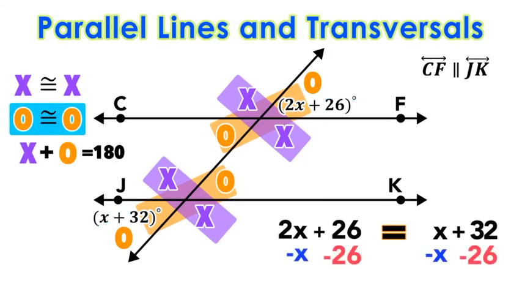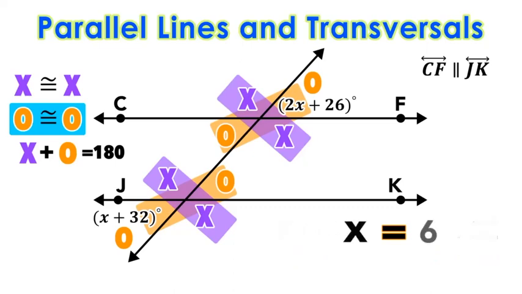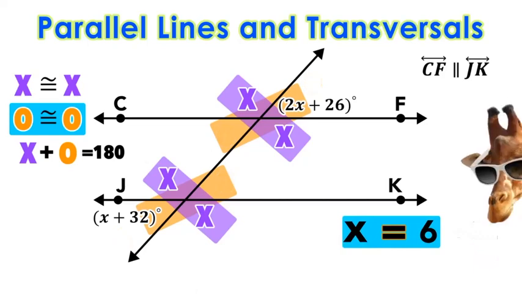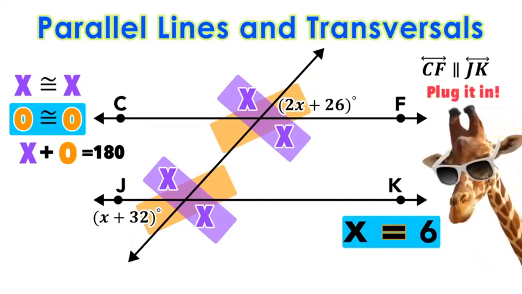We can subtract x on the left side of the equation and subtract 26 on the right side. We can simplify and come to a solution that x has a value of 6. Now we are not finished here. In order to find the angle measures, we have to substitute 6 back into each expression.